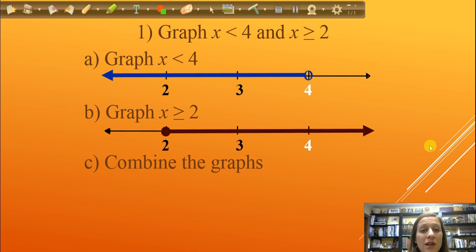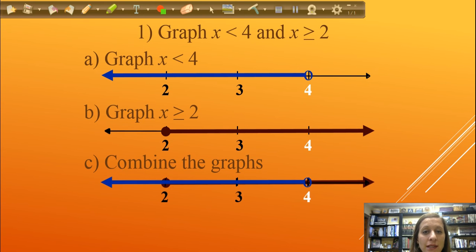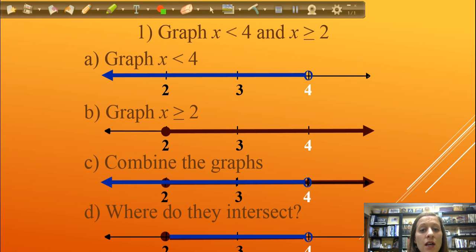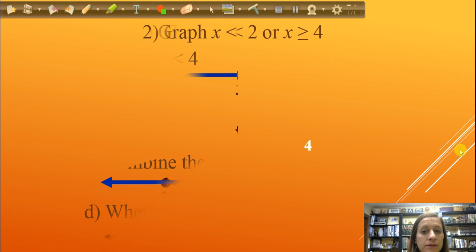Now we're going to combine the graphs. Think about taking one graph and mapping it directly on top of the other. What we will be looking for is the intersection of these two graphs. For the word and, we're looking for the intersection. Where do they intersect? They intersect between the numbers 2 and 4. And so that's what our final graph will look like. We will still keep a closed circle at 2 and an open circle at 4.